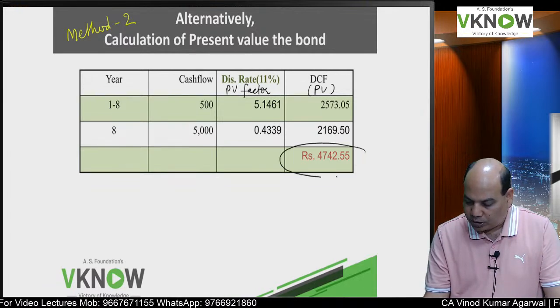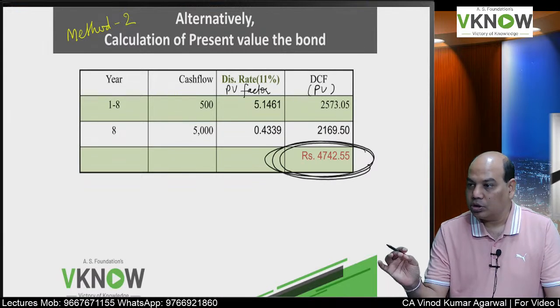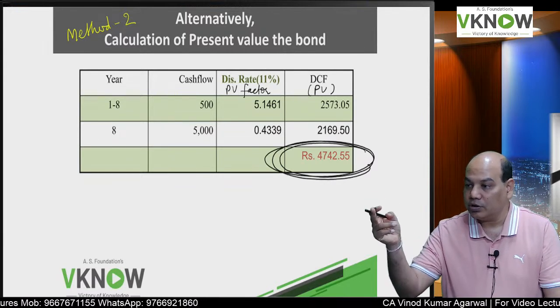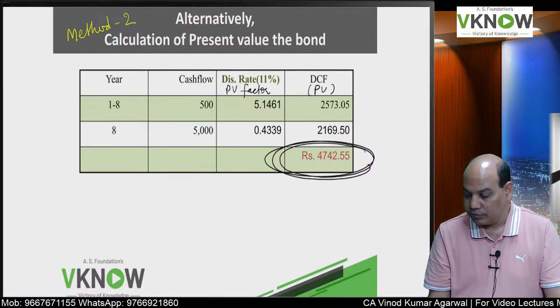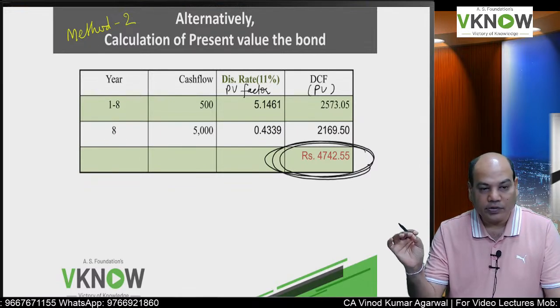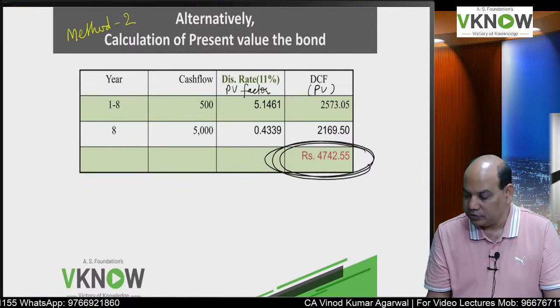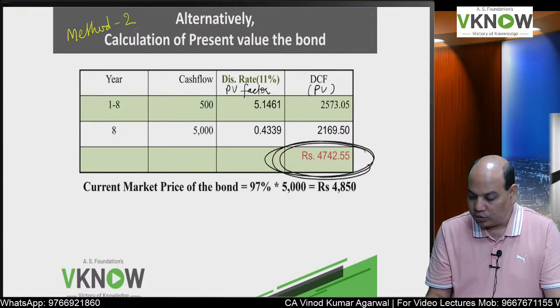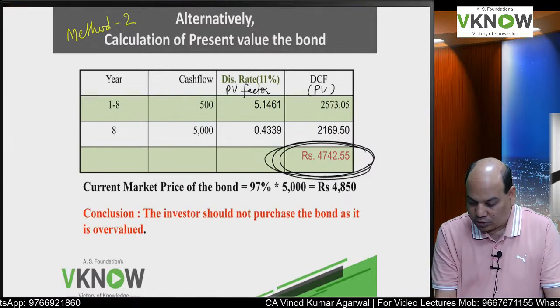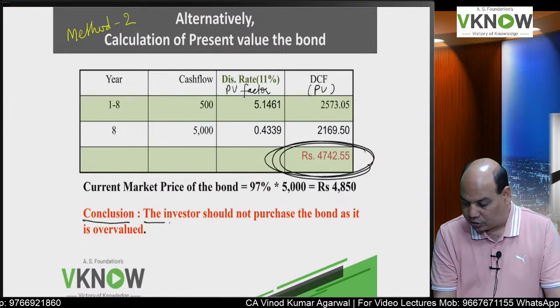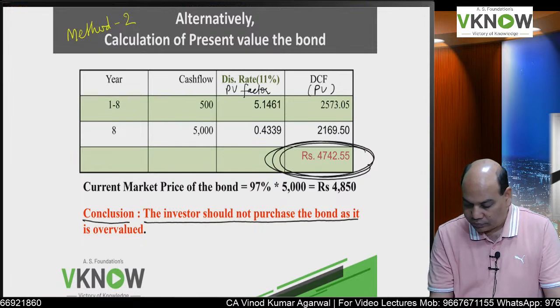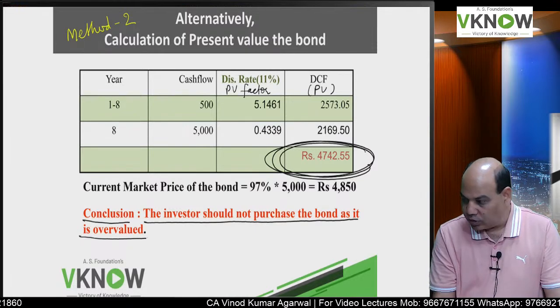You are willing to pay 4742.55, but the bond is trading at 4850. So the current market price is more than intrinsic value. Therefore, it should not be purchased because it is overvalued. So write down the conclusion: the investor should not purchase the bond as it is overvalued.